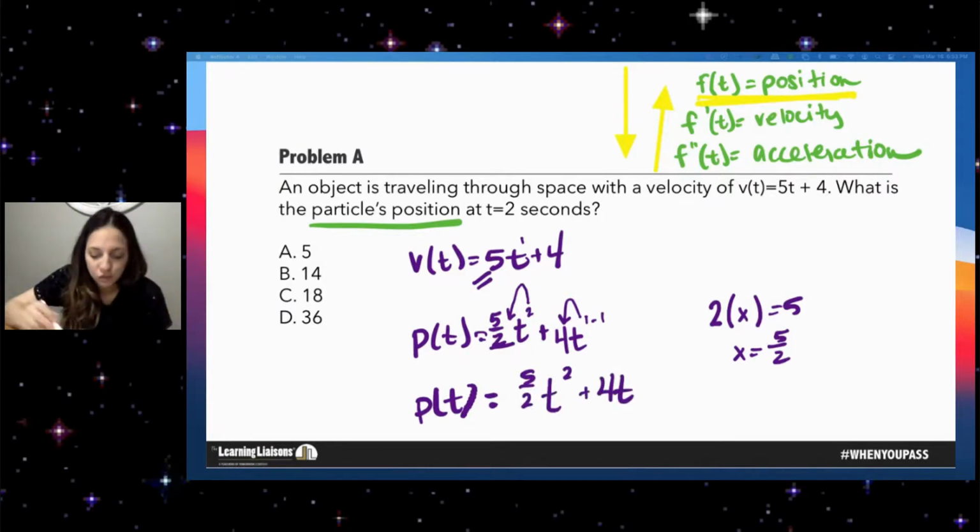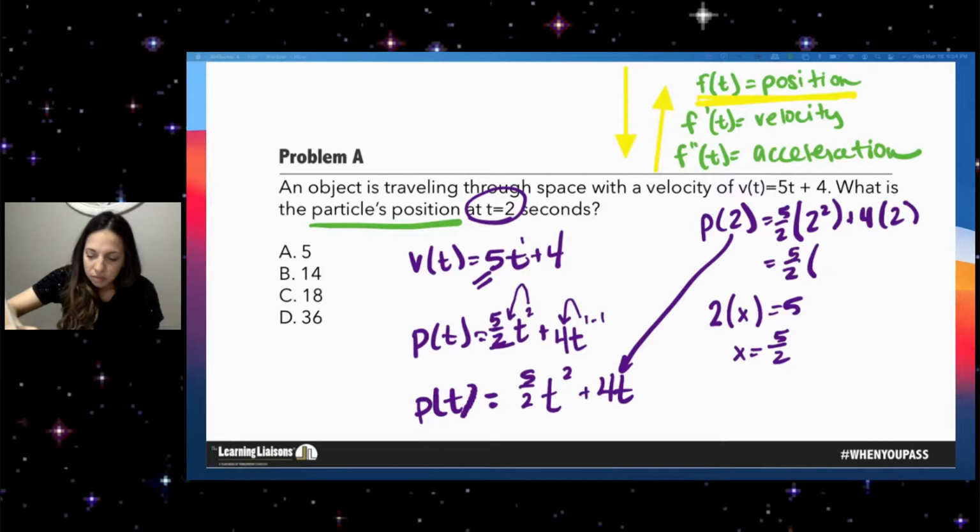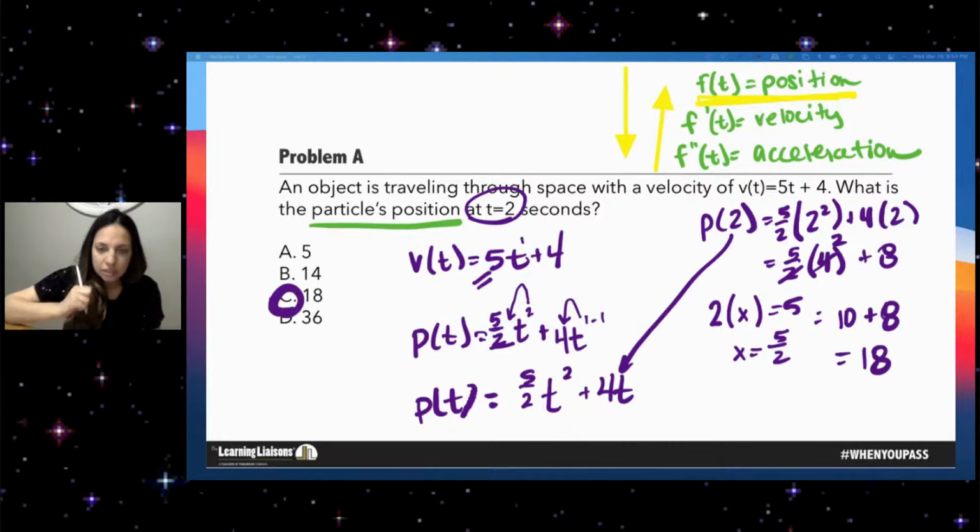Now, all they asked us for is the position at 2 seconds. So I'm going to find P of 2. I'm going to plug 2 in for t: 5 halves times 2 squared plus 4 times 2. So 5 halves times 4 plus 8. Those cancel out. 5 times 2 is 10. 10 plus 8 is 18. So C is our answer.